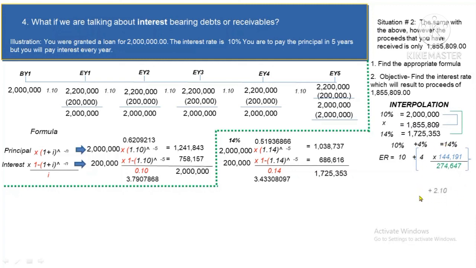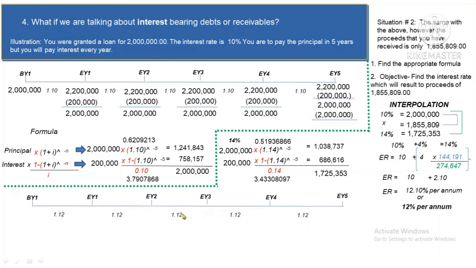When you summarize that, you're gonna get 2.10. So meaning the effective rate is 10 plus 2.10 or 12.10% per annum. But if you're going to round off, you have 12% per annum. Of course, you wanted to check if ever that is correct. So let's have the timeline. And let's use the 1.12 because our answer is 12% per annum.